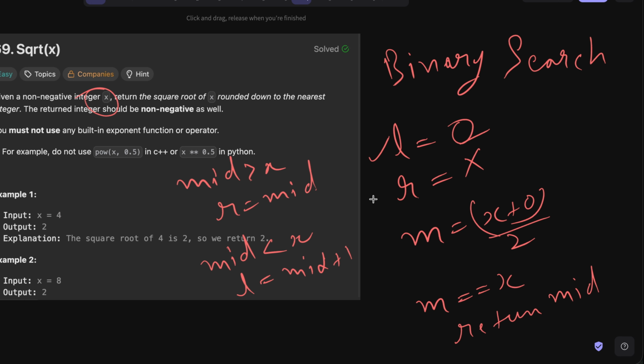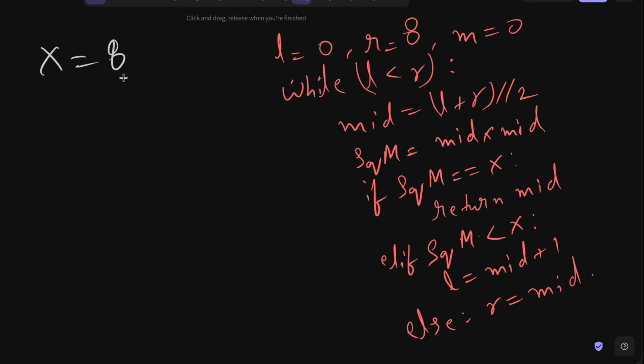So we have the L pointer, we have the R pointer, we can also calculate the mid, and we have three conditions that tell us how to move the left and right pointers to figure out our answer. Of course, these are mid square, not just mid, so we will just multiply mid by mid. Now let us try to understand with the help of an example.